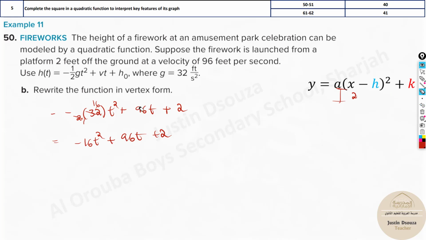Now, do you know what vertex form is? It's mentioned over here if you have forgotten. It is given as a bracket x minus h the whole square plus k. Here h and k are the x and y coordinates of the vertex. How would you do this? That is done by the completing the square method. What is the completing the square method exactly? This is very important to know.